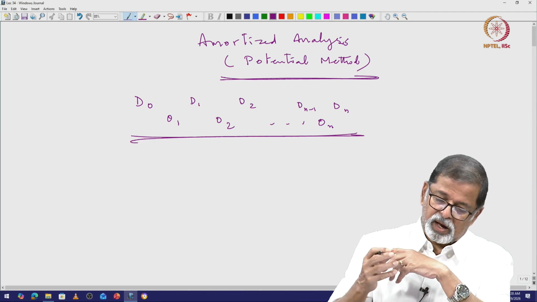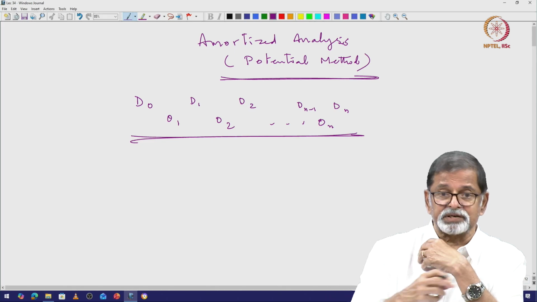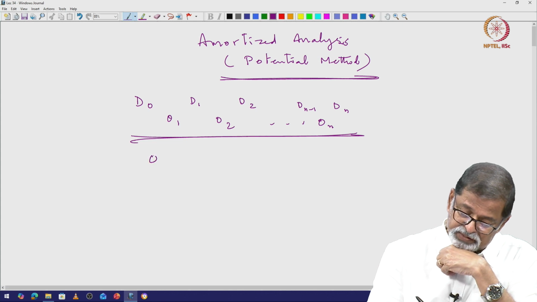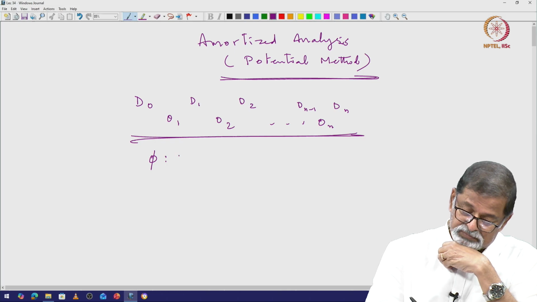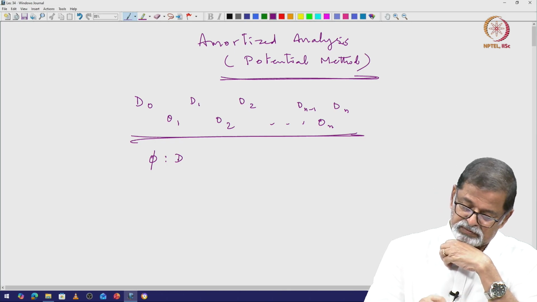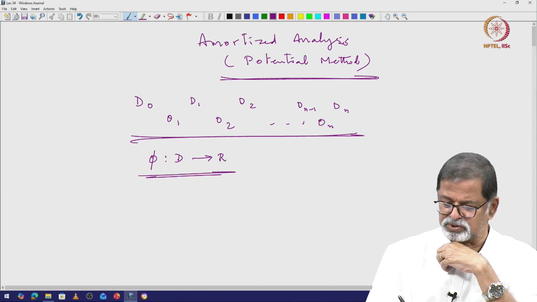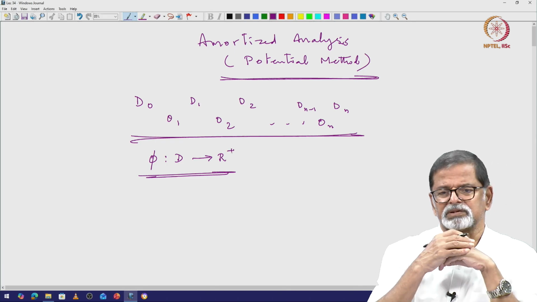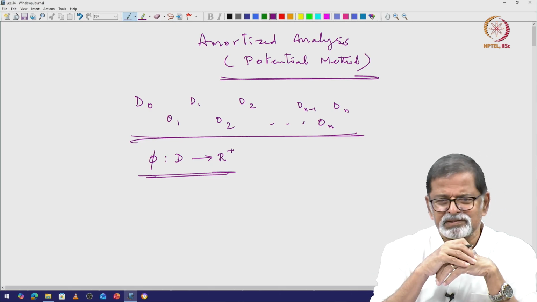Now, I am going to introduce a function called the potential function on the data structure. The potential function depends on the configuration of the data structure. It is a function from a configuration D to real numbers. Usually it will be positive, greater than or equal to 0. Sometimes it can be integers.